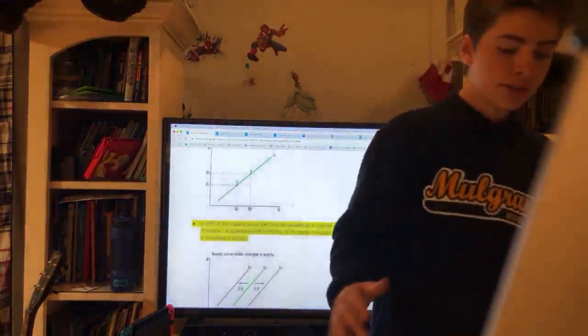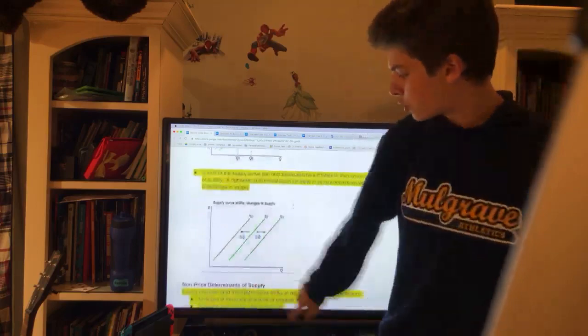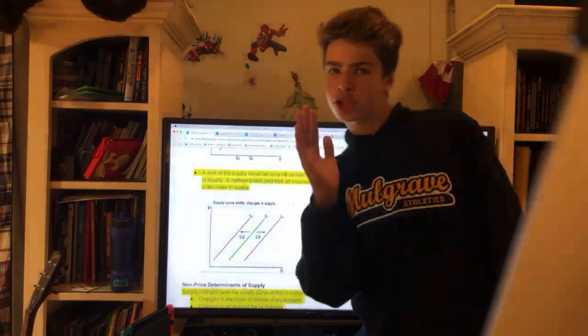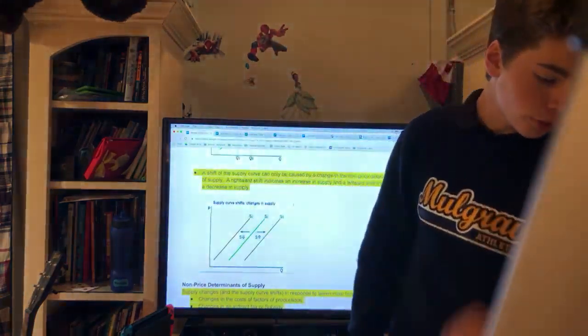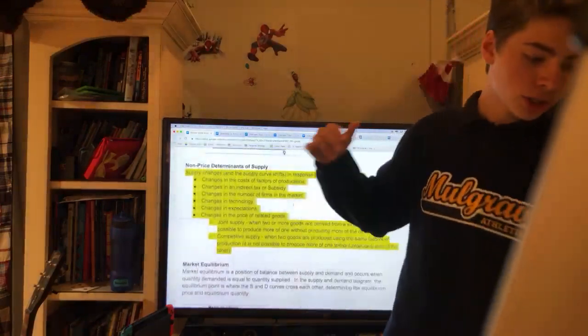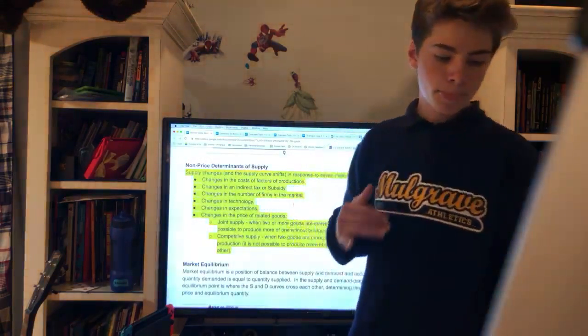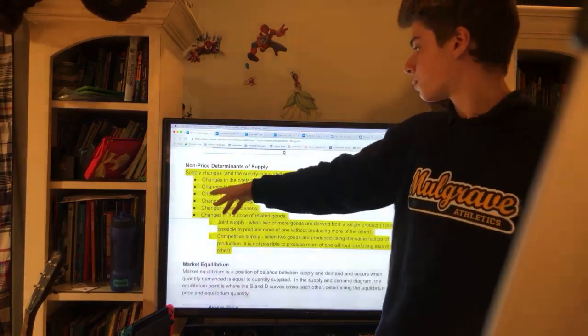Again, a shift in the supply curve is caused by a non-price determinant, as the ones I'm about to state. If the supply shifts to the right, it means that the supply increases. If it shifts to the left, it decreases. Here are the non-price determinants of supply. Very, very simple. Again, use the Quizlet to memorize this.